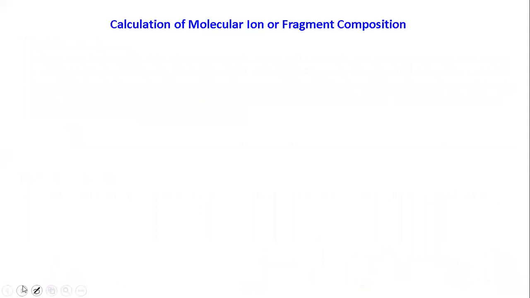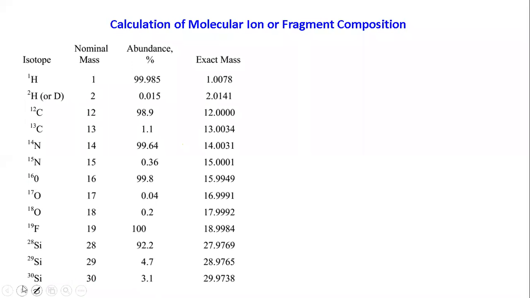Now what we will see is a chart, where you have different isotopes of different atoms. This is the nominal mass, you know already, I'm not telling anything new. You have 1H, nominal mass is taken as 1, its abundance is 99.985%, and the exact mass is 1.0078. Okay. You have deuterium, you have carbon, and you have nitrogen. So you have different isotopes given here.